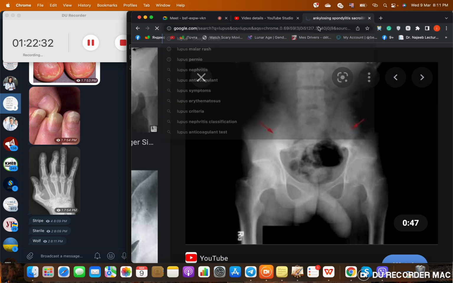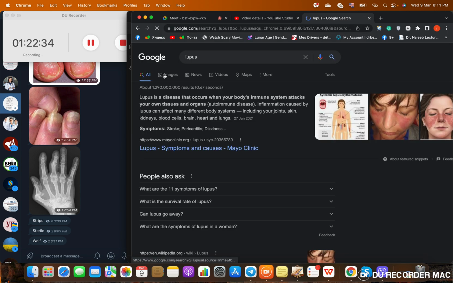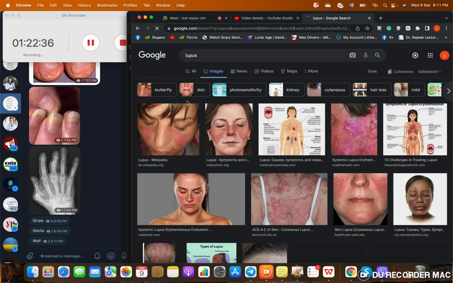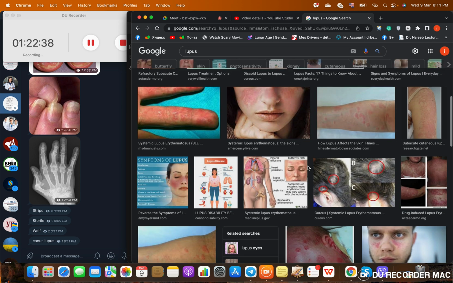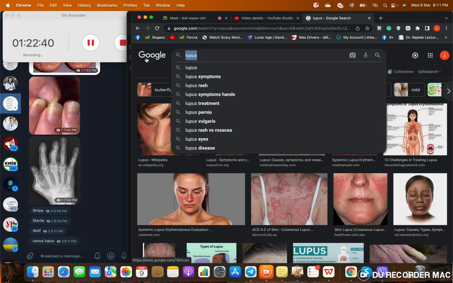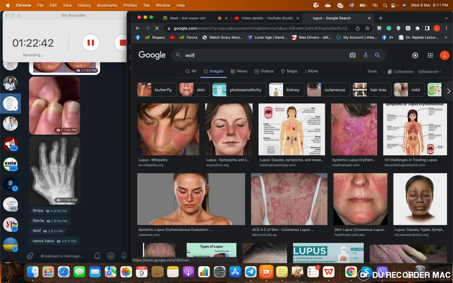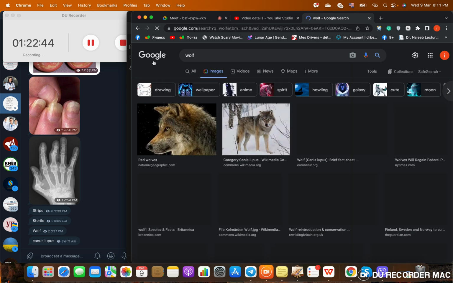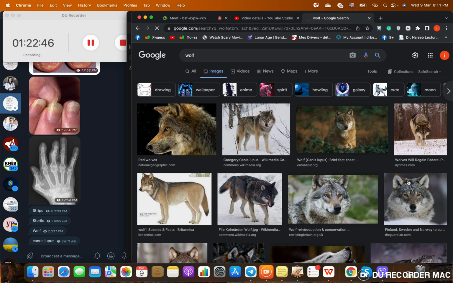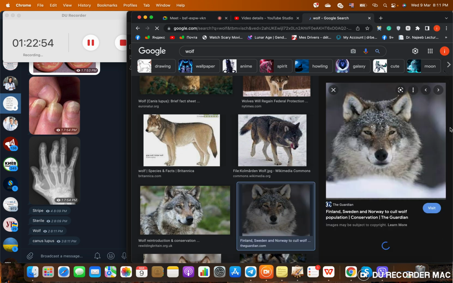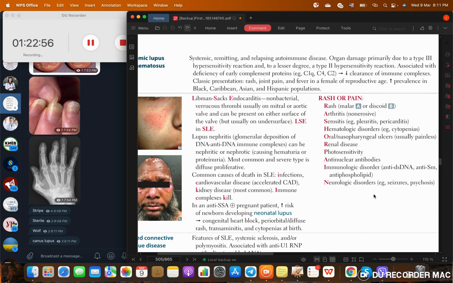Lupus is a wolf. He told me like the lupus is attacking the heart while looking at the kidney, okay? So why do we call it a wolf? Because if you look around the eyes of the wolf, you can see basically the malar rash, if it makes sense. The malar rash around the eye of the wolf.